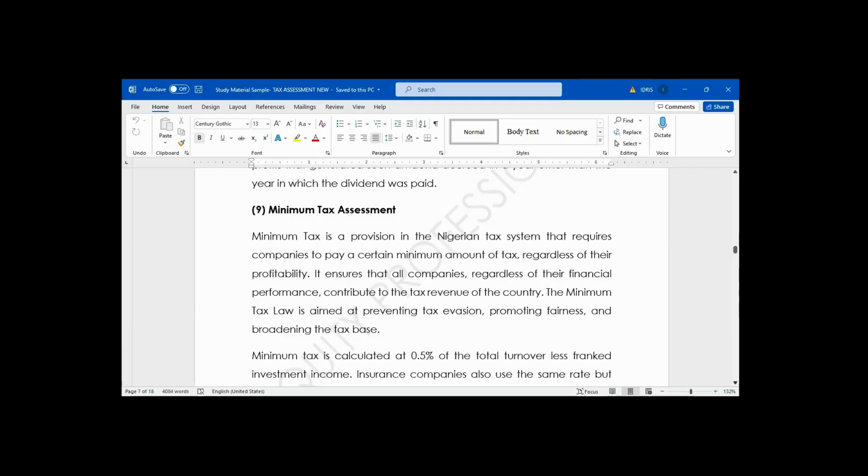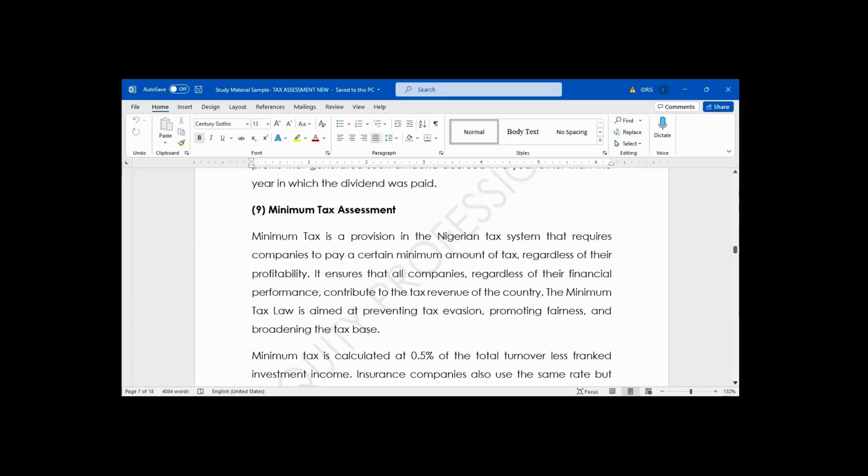So minimum tax will arise when a company declares loss in their financial statement. By declaring the loss, they think that they will not pay tax. They will be assessed to tax based on minimum tax. When you declare loss in your financial statement, as a company, you will pay minimum tax. Your assessment will be based on minimum tax.